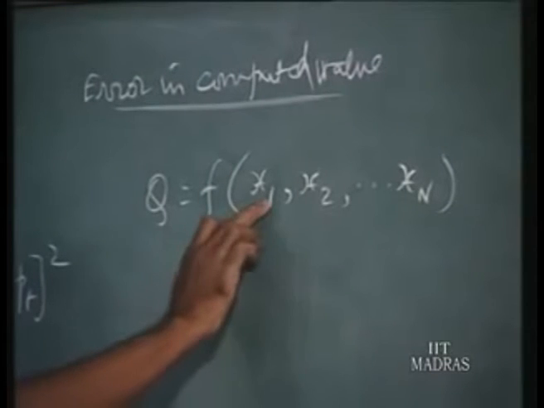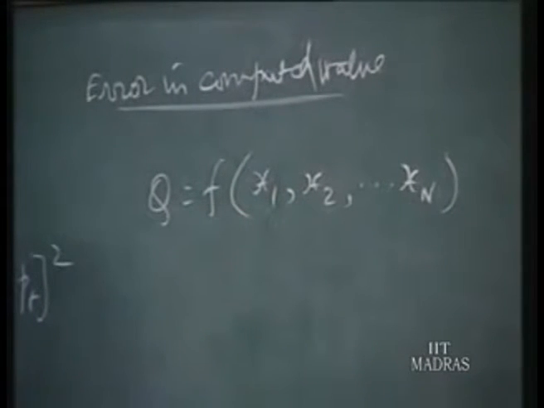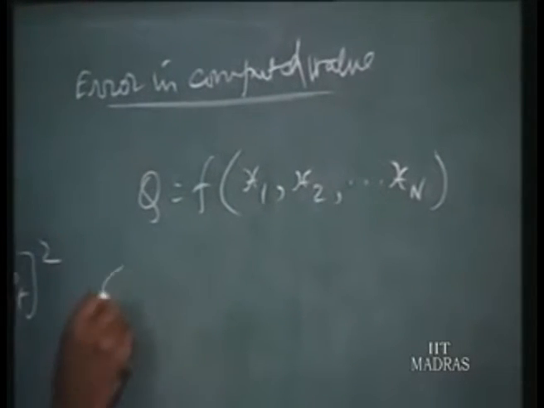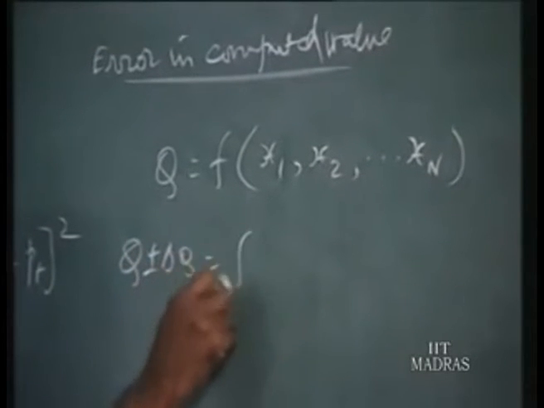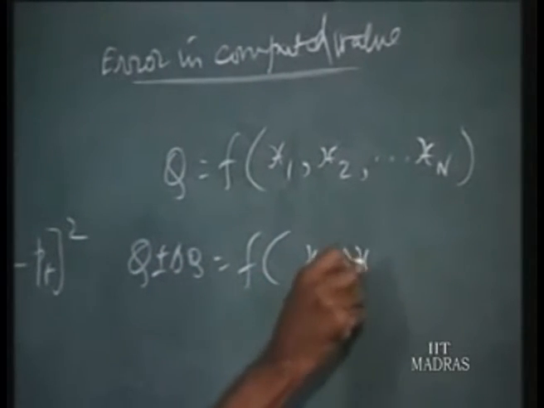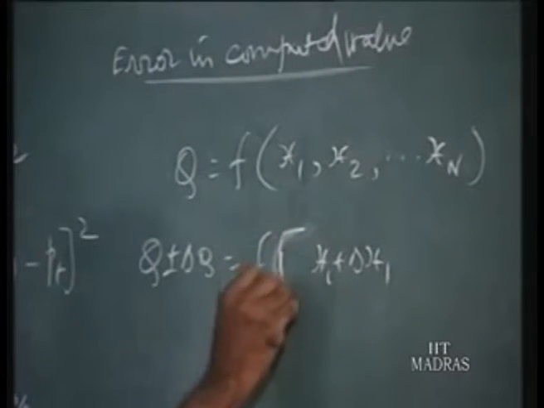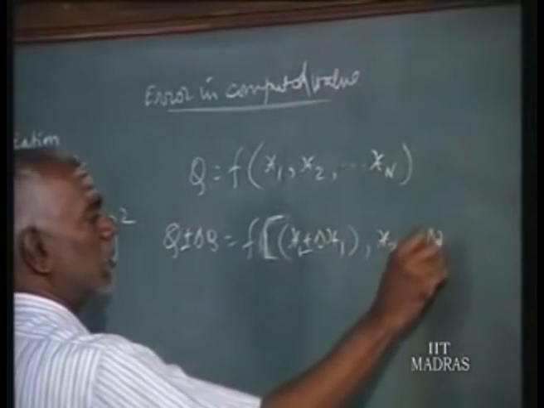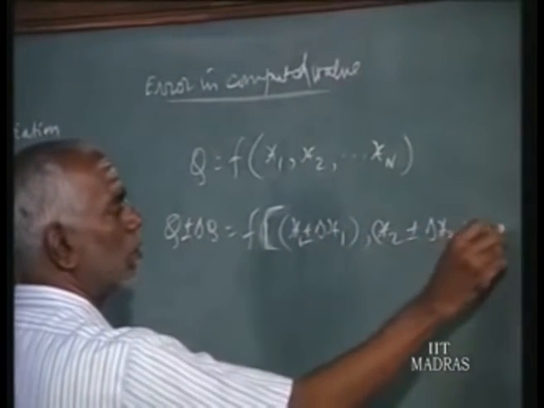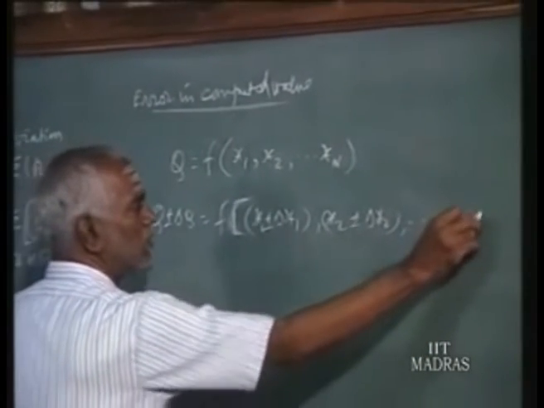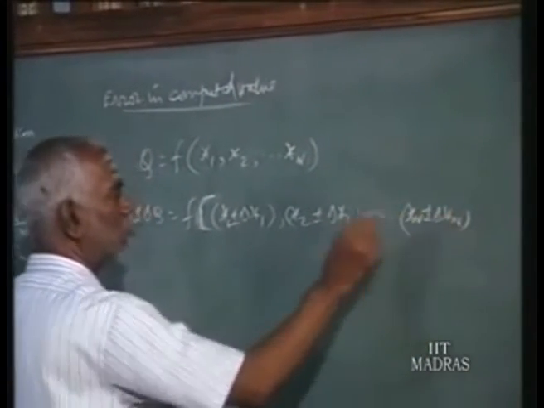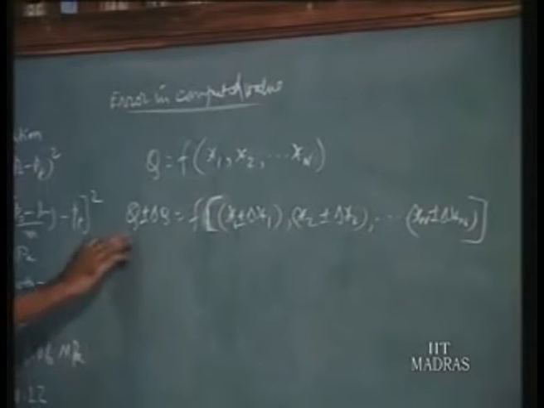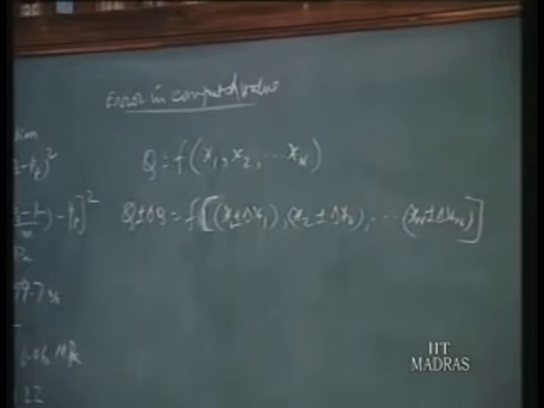Now each measurement has an error: x1 plus or minus delta x1, x2 plus or minus delta x2, and so on. So the computed value will have an error zone of delta q, which is equal to the function of [x1 plus or minus delta x1, x2 plus or minus delta x2, and so on until xn plus or minus delta xn] for that last nth instrument. So that is the error in the computed value.